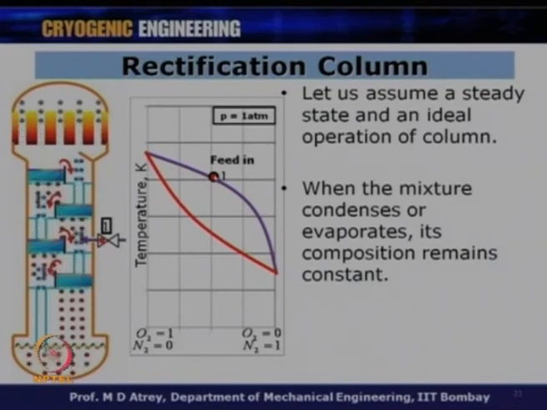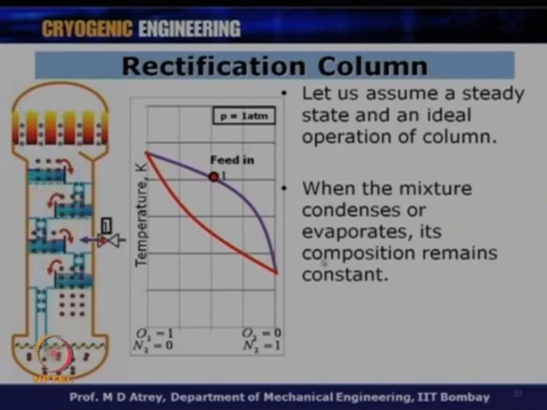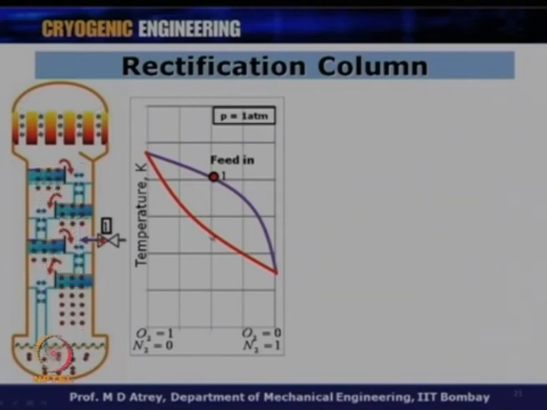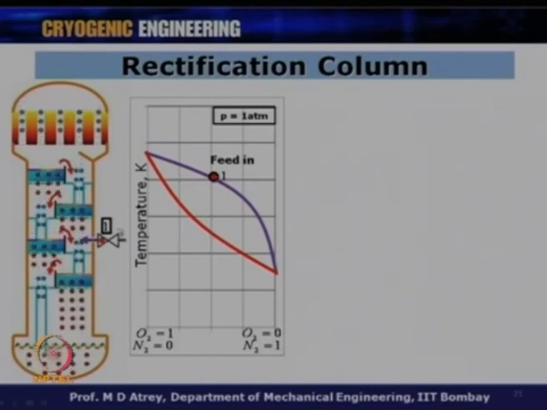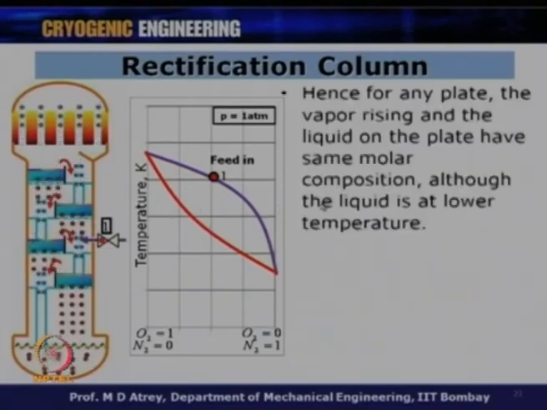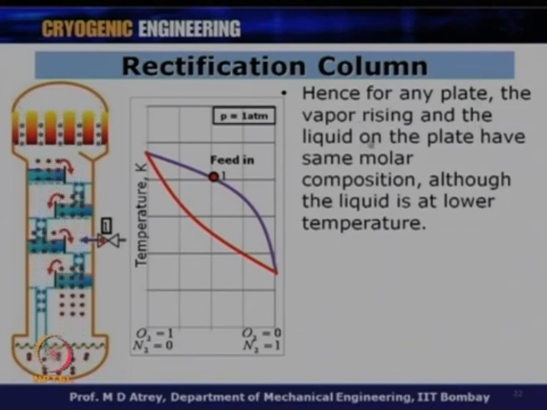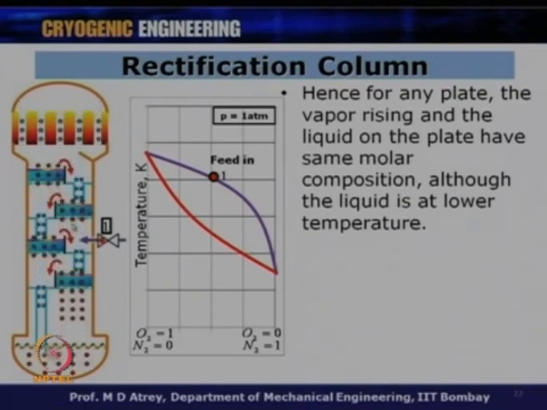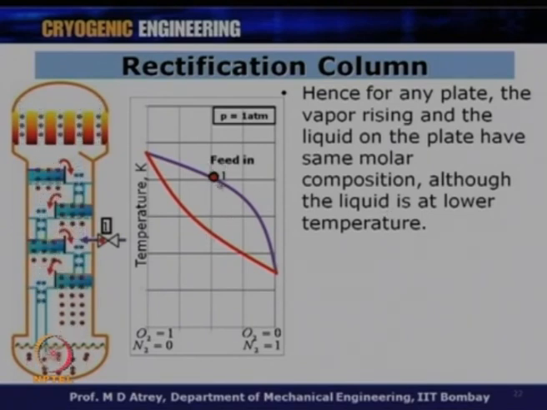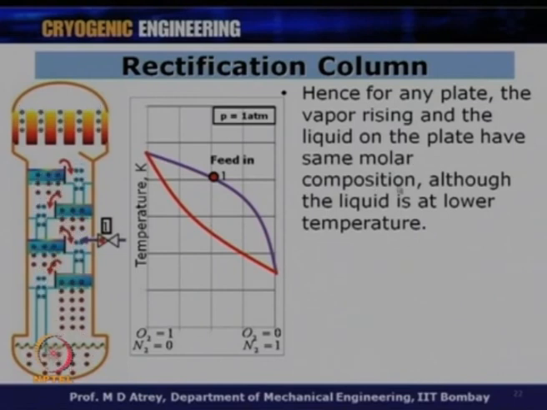So, when the feed comes inside at point 1 and comes out at point 2, let us say, the composition will remain the same. The temperature will come down as it goes up the plate, but the composition will remain the same. Hence, for any plate, the vapor rising and the liquid on the plate have the same molar composition. When this vapor goes up, condensation will occur and the liquid is going to be there. This liquid and the vapor passing through it will have the same molar composition, so this will be a vertical line. It has the same molar composition, although the liquid is at the lower temperature.